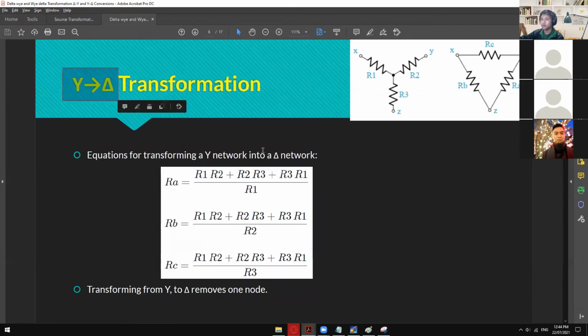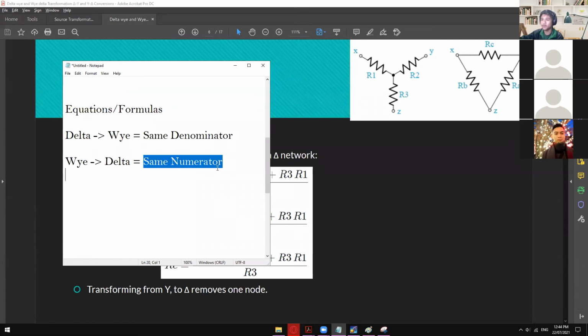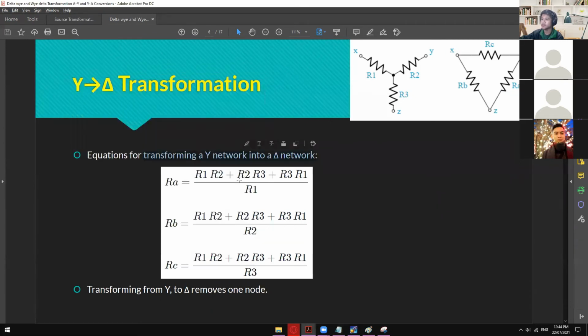So let's now move on to Y to delta. So I mentioned a while ago that we have same numerator for Y to delta. So there you go. When it comes to Y to delta, we have R1 times R2 plus R2 times R3 plus R3 times R1. So lahat sila pare-parehas na. Okay? And then, of course, RA is always equal to R1. Okay? So, R1 will be pointing out on this one.